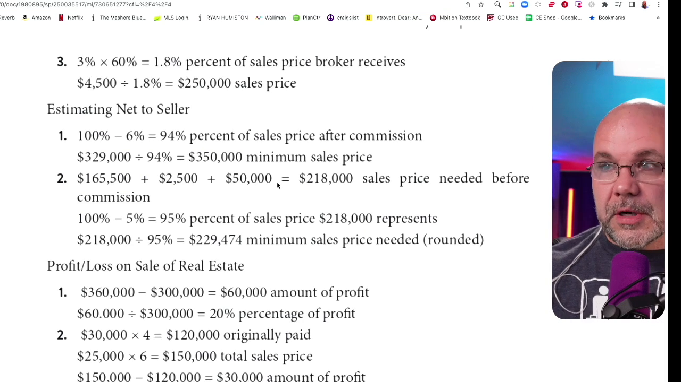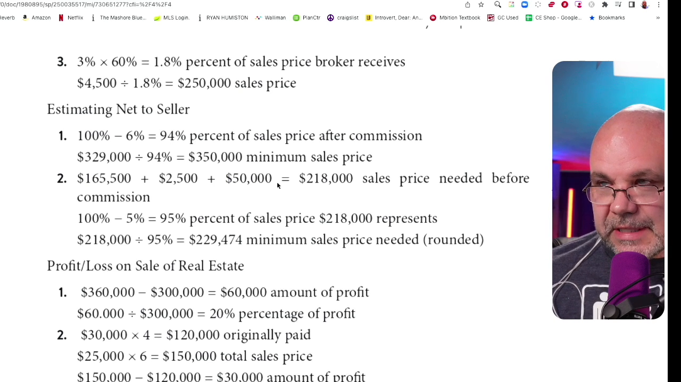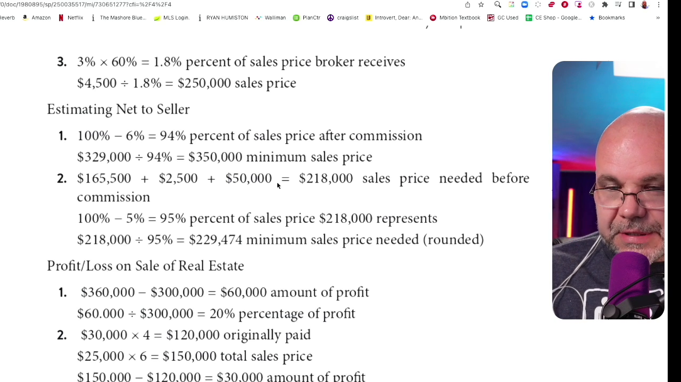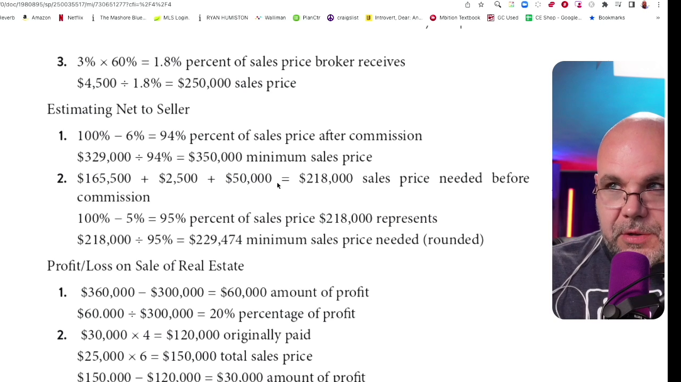So if we flip over a couple of pages, you'll see the answer laid out just like we talked about. $165,500 is the loan amount, plus the $2,500 miscellaneous expenses, plus the $50,000 the seller needs to end up with. Added up to the $218,000, which is what they need to walk away with after they pay your commission.